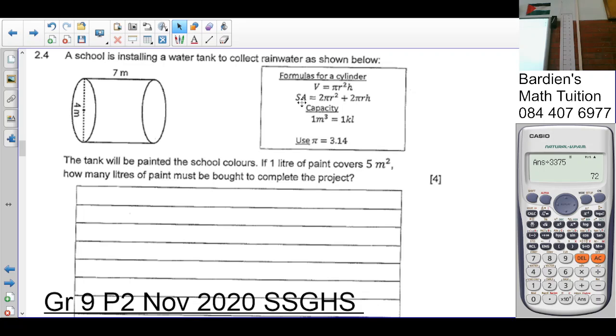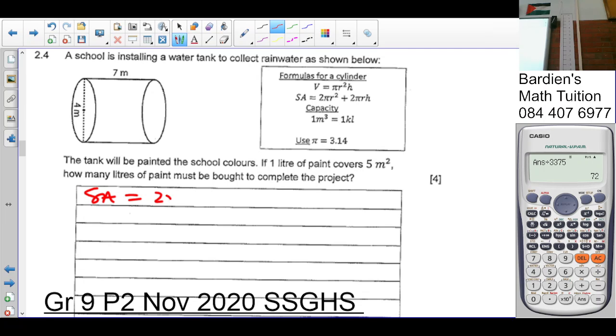So the question says, the tank will be painted in the school colors. If 1 liter of paint covers 5 meters squared, how many liters of paint must be bought to complete the project? So in other words, we need to know what is the total surface area of the cylinder. So how do you work out the surface area?